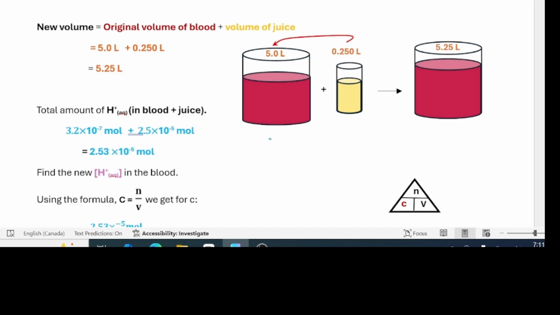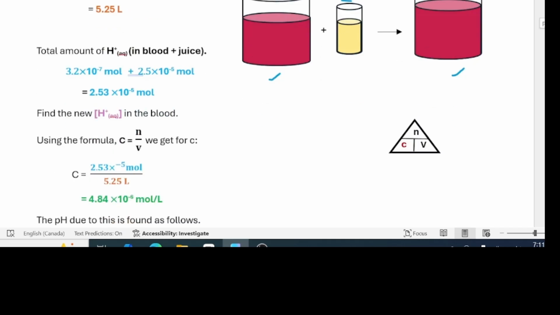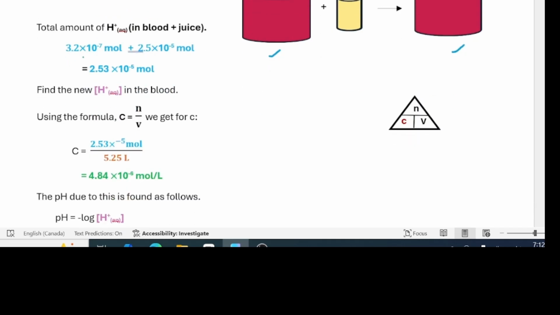So assuming that that represents the blood volume, and we are now consuming that volume of orange juice, in the end, we're assuming now that the blood volume will increase to that amount. You add the initial volume to that volume, and that is the new volume. But we also have to add up the total number of moles of hydrogen ions. This is from the blood, and that is from the orange juice. So this will be the amount of hydrogen ions found in the blood after someone drank 250 milliliters of orange juice of pH 4.